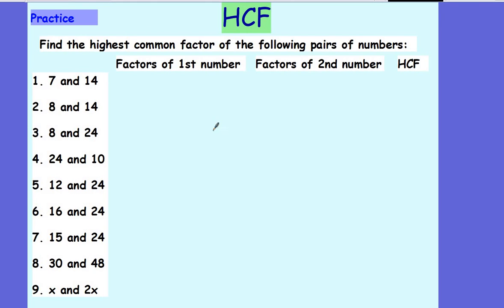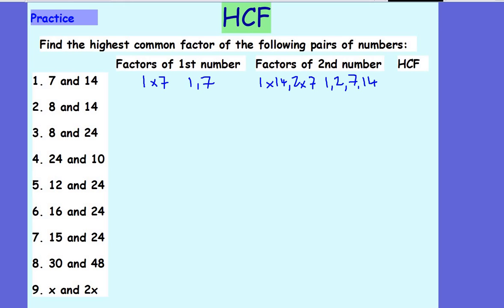Okay, second set of practice questions here. Again, these are a little bit trickier. I've got 7 and 14, which can be made up of 1 times 7. So the factors of 7 are 1 and 7. 14 can be made up of 1 times 14 or 2 times 7. So the factors of 14 are 1, 2, 7 and 14.